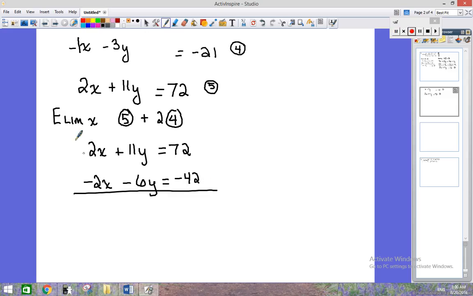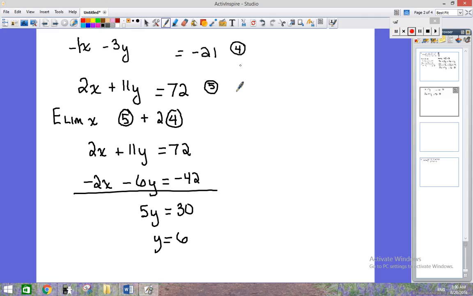So the x's are eliminated, which is what we wanted. 11 minus 6, 5. 72 minus 42, 30. Divide each side by 5. And I have my first of 3 answers. I want to get a value for x, y, and z.